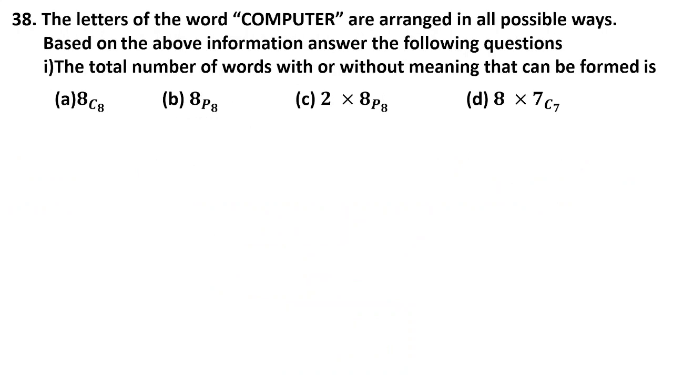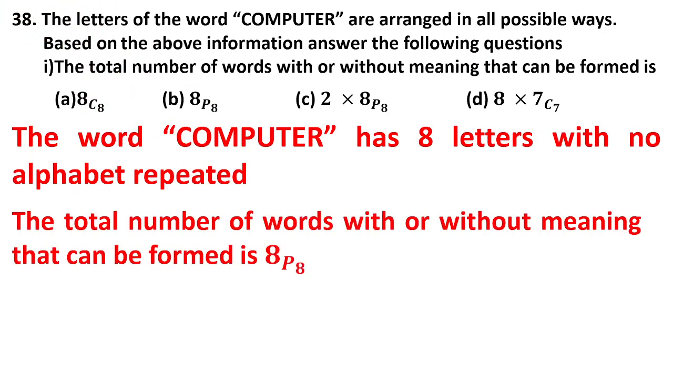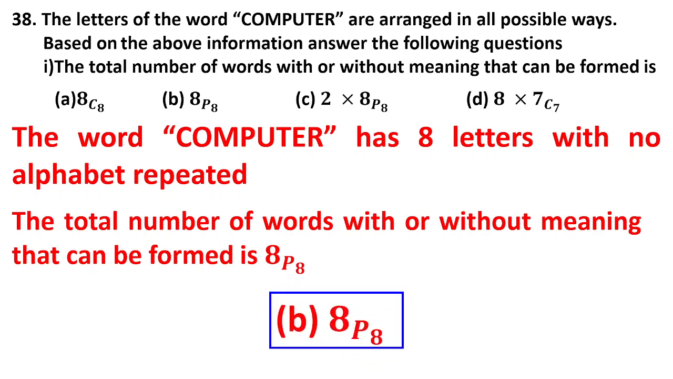Let us move on to question number 38. The letters of the word computer are arranged in all possible ways. Based on the above information, question number 1: the total number of words that can be formed. All of you know it is a permutation problem. The word computer has 8 letters with no alphabet repeated. Total number of words is 8P8. Therefore, the option is B. 8P8. It is not combination, it is permutation.